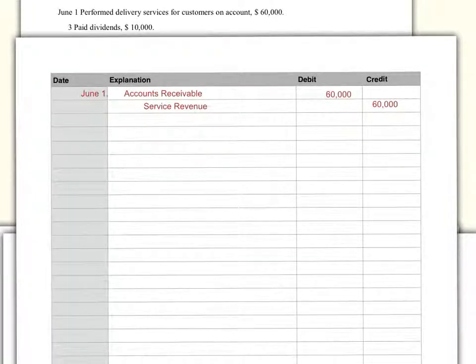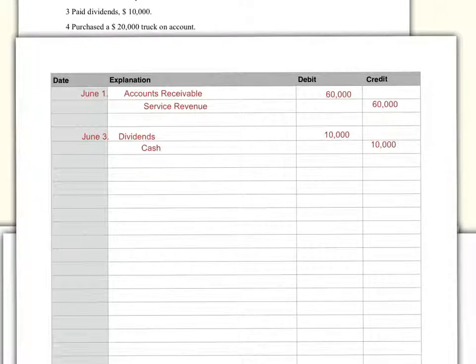June 3rd, paid dividends, $10,000. That would be with cash. Debit dividends, $10,000. Credit cash. June 4th, I purchased a truck, $20,000 on account. I didn't pay for it. I will pay for it later. The debit then is to truck and the credit to accounts payable.